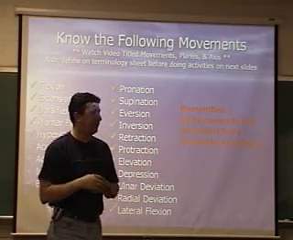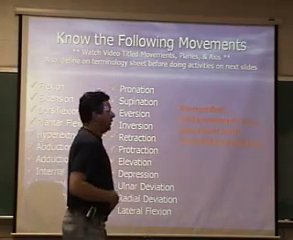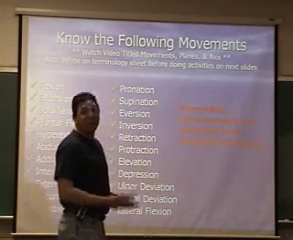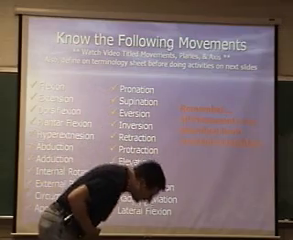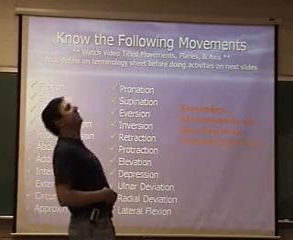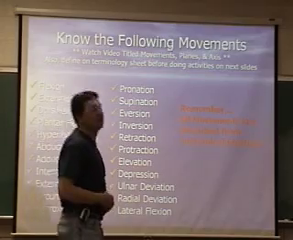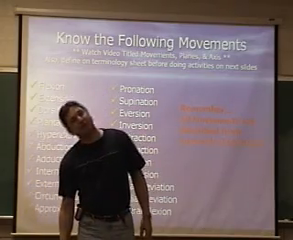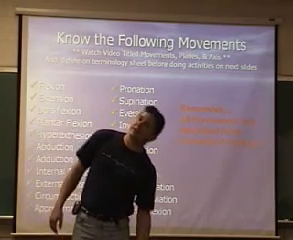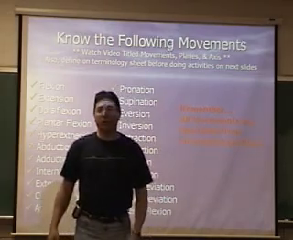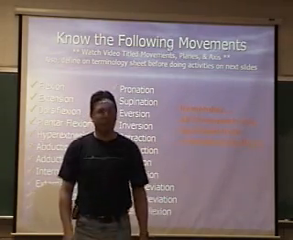Now let's move to trunk. Trunk, usually most people say forward flexion, or trunk flexion is just bending forward. Extension, arching backwards. Lateral flexion to the right, lateral flexion to the left, rotation to the right, rotation to the left.